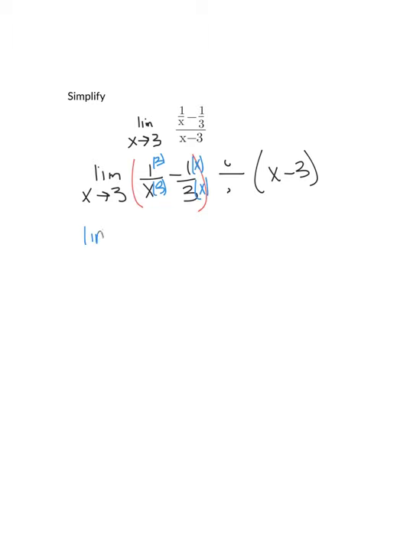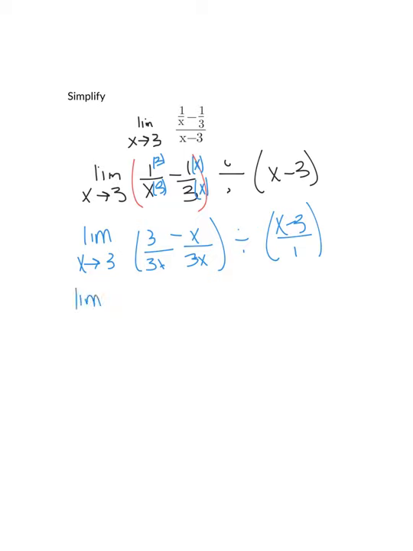So what I'm going to get when I do this is the limit as x approaches 3 of 1 times 3 is 3 over 3x minus 1 times x is x over 3x divided by x minus 3, and I'm going to go ahead and just put it over 1 right now. So the limit as x approaches 3, I'm going to combine these. So 3 minus x over 3x divided by x minus 3 over 1.